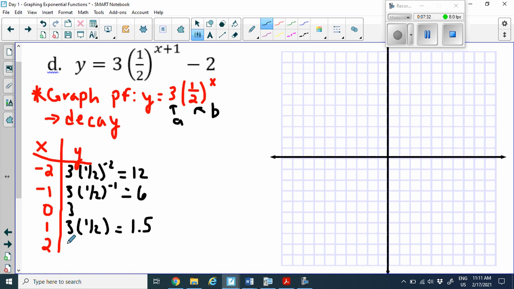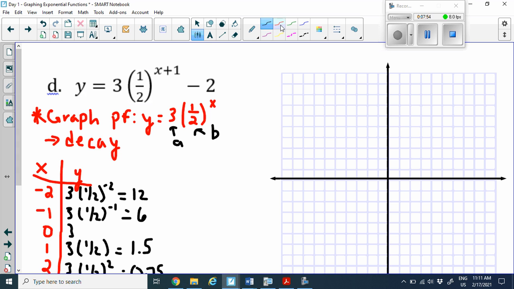And then we have 3 times 1/2 squared. That's going to give us 1/4. So that gives us basically, oops, that should be a 2 there. So 3/4, so that's 0.75. Okay, so the first thing we're going to do is we draw the asymptote. For the parent function, the default is y equals 0. Now we plot the points here.